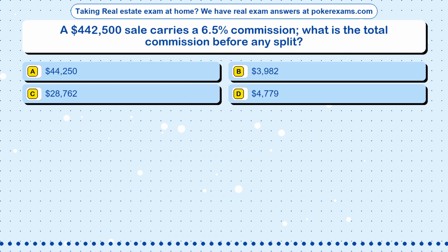Question 51. A $442,500 sale carries a 6.5% commission. What is the total commission before any split? Option A, $44,250. Option B, $3,982. Option C, $28,762. Option D, $4,779.